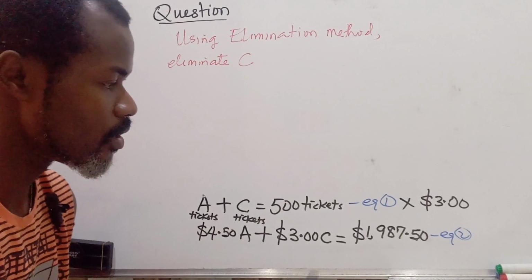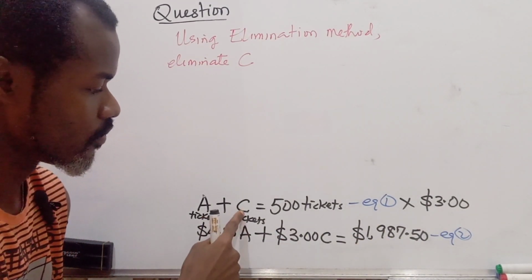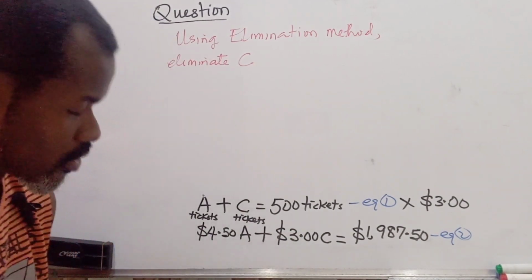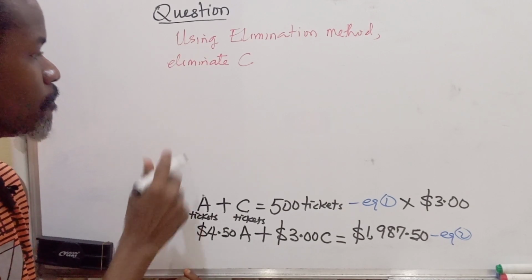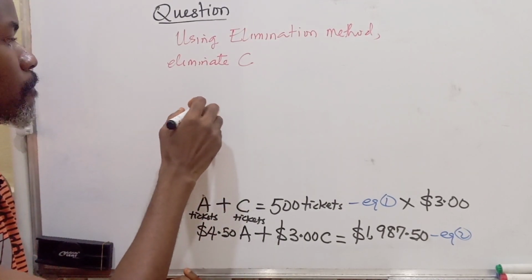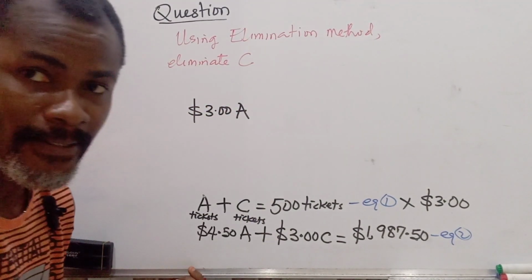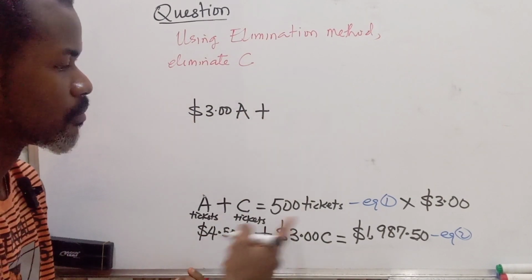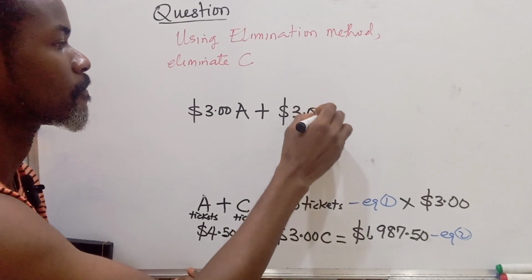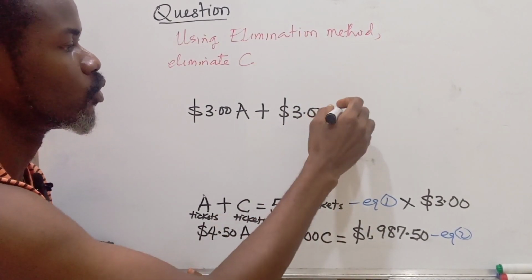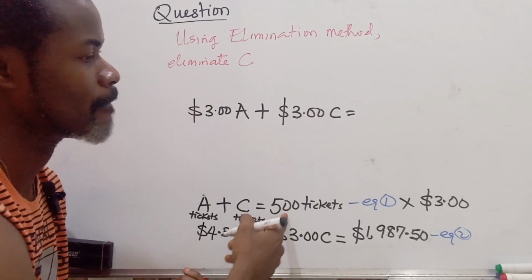So if we multiply all these by $3.00, the coefficients of children will now become equal. So let's do that. $3 multiplied by this is going to give us $3 times adult tickets plus $3 times children tickets. Now $3 multiplied by this is going to give us what?